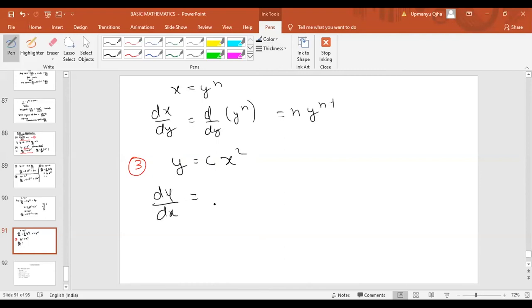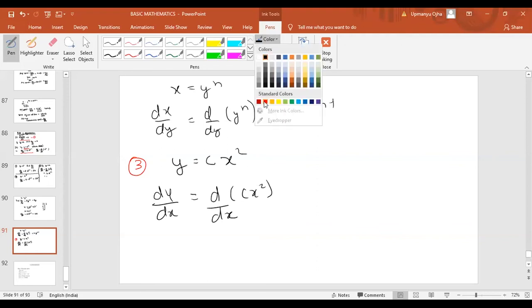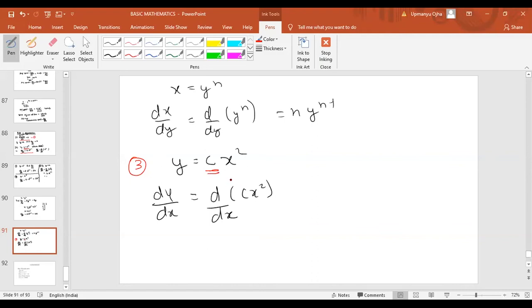Now how to differentiate this? Again we have to write d by dx, then the y value, that is c x square. Whenever a constant is multiplied with some function of x, take the constant outside the differentiation. So we take the constant c outside, then apply d by dx of x square. Now we can apply the second formula, that x square gives 2c x power 2 minus 1, which is 2cx, the answer. So that is the third rule.